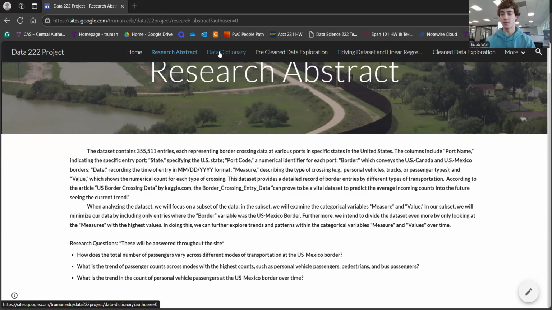Our research questions explore how passenger counts vary by transportation mode, such as personal vehicles, buses, and pedestrians. We also examine trends in personal vehicle passenger counts over time. These questions are crucial because they reveal not only current traffic patterns, but also future changes in border crossing dynamics.